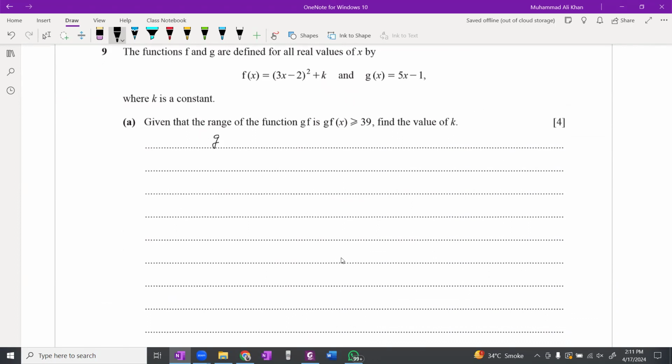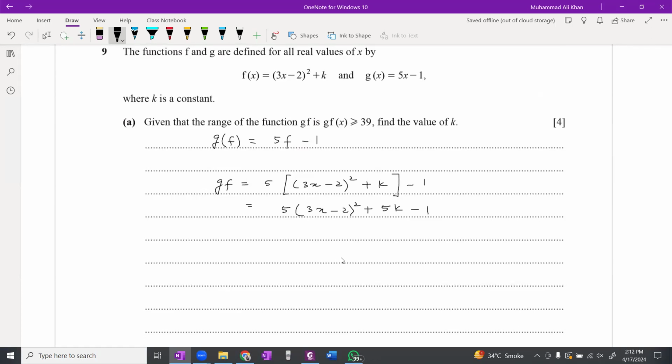So can I say that gf equals 5f minus 1? So now gf equals 5 times, what is the function f? 3x minus 2 whole square plus k, minus 1. So here it is 5 times (3x minus 2) whole square plus 5k minus 1. So here is the function.